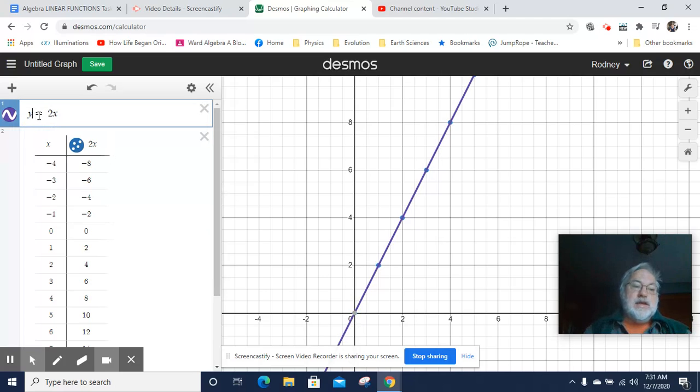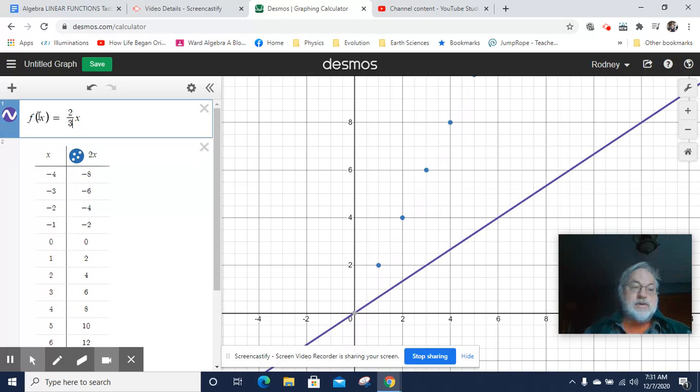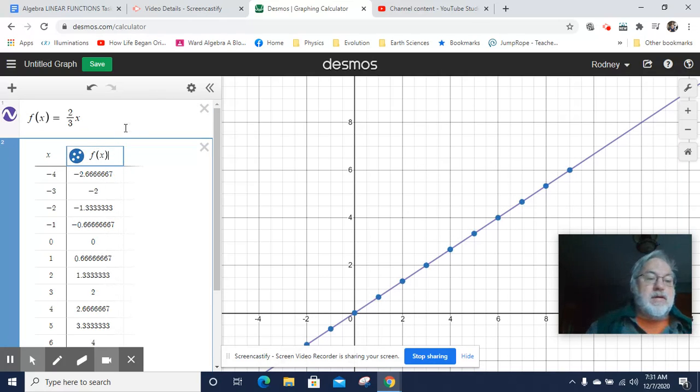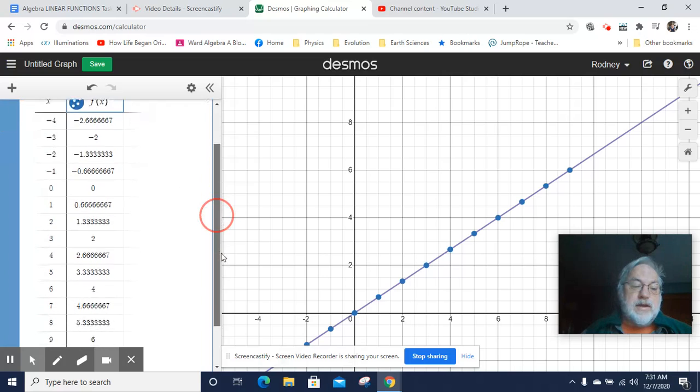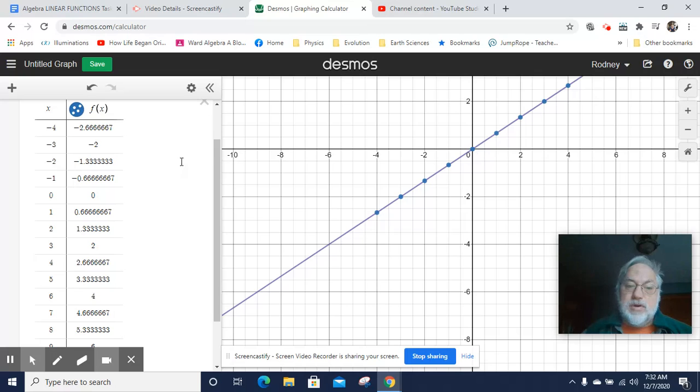Okay, let's say I change this to f of x equals 2/3 x. My new rule is for f of x, I can just put the f of x right there. Every x value will be multiplied times 2/3 to get a y value. Negative 3 times 2/3 will be negative 2. Negative 1 times 2/3 will be negative 2/3. 1 times 2/3 is the repeating decimal 2/3, rounded at the end. But as you can see, all the points make a nice straight line, and it goes through the origin.